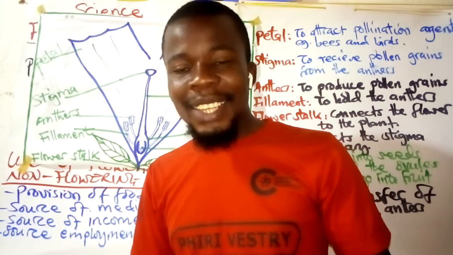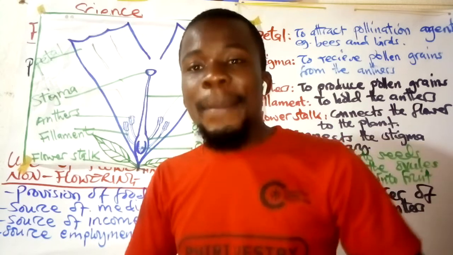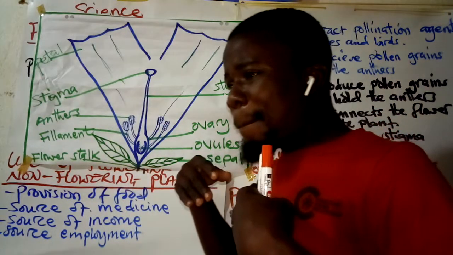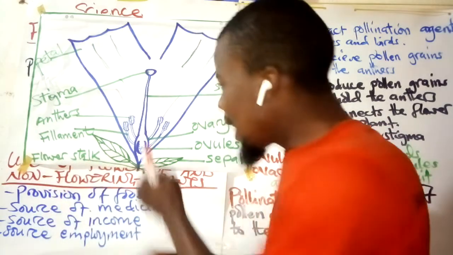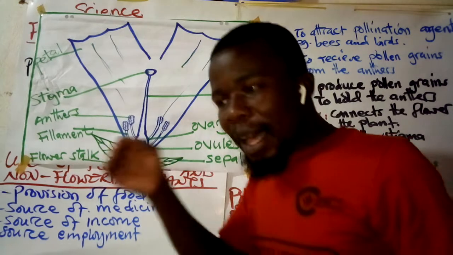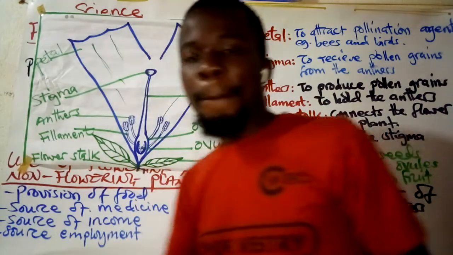On the other hand, we have got cross-pollination. Cross-pollination means the transfer of pollen grains from the anthers of a flower to the stigma of another flower on a different tree.